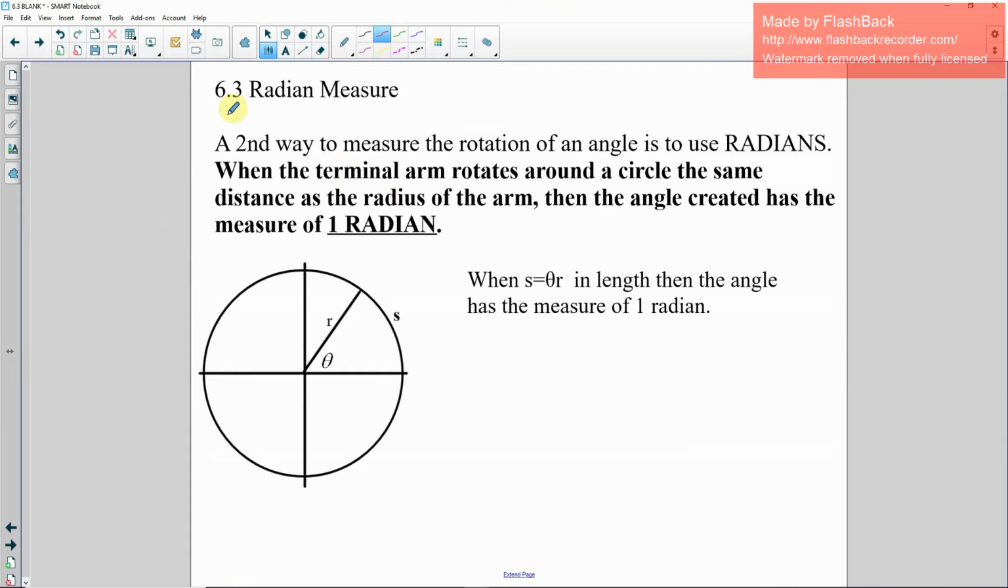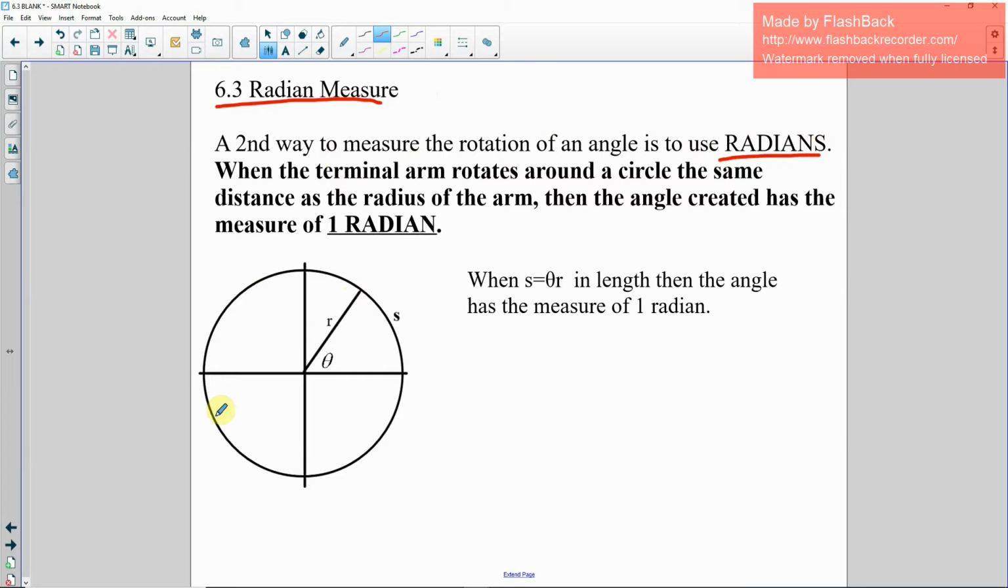Alrighty, we're going to get a start on section 6.3, looking at exactly what a radian is and what it has to do with the unit circle. So first of all, let's focus on what a radian is. There's another way to measure rotations of angles, and that way is radians.